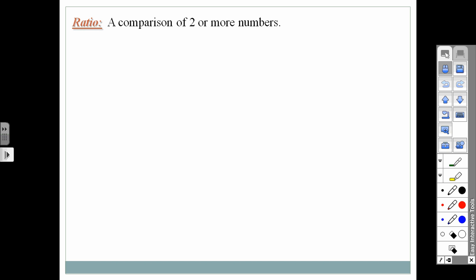Let's start off with the definition of a ratio. A ratio is just considered a comparison of two or more numbers. And there's two different ways that you can write a ratio. One of them would be the side to side, 8 is to 3. The other one, your ratio can be written as a fraction, 8 over 3. I don't care which way you use, it's just that certain problems will lend themselves better for one way or the other.